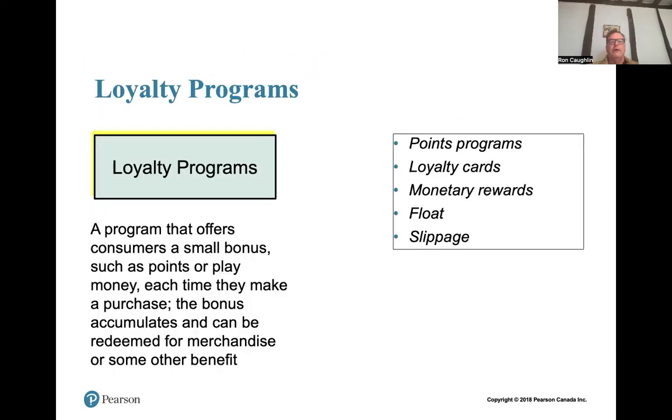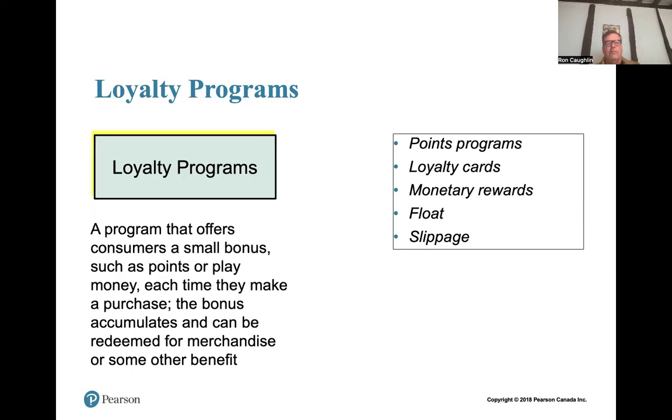Loyalty programs are another great way to drive repeat visitation and incent people. They're usually done through a points program, and can also combine points with status. They usually involve loyalty cards. There's monetary rewards with this, and usually there's a float, meaning that they float the amount of dollars that they're giving back, and they put a date on it so that they can say you haven't redeemed this yet, you don't get your points. They also look at slippage here.